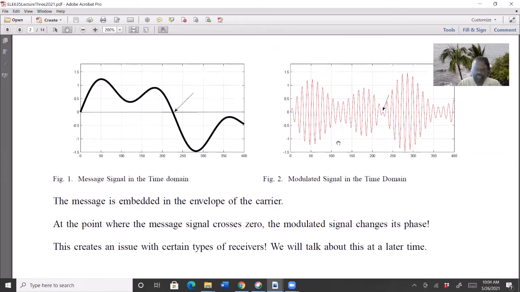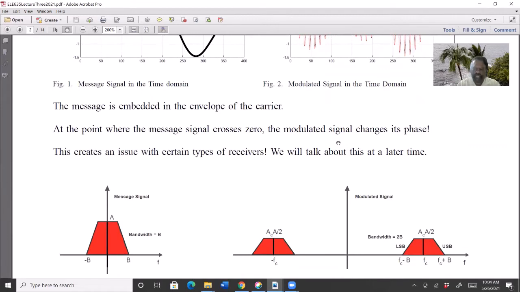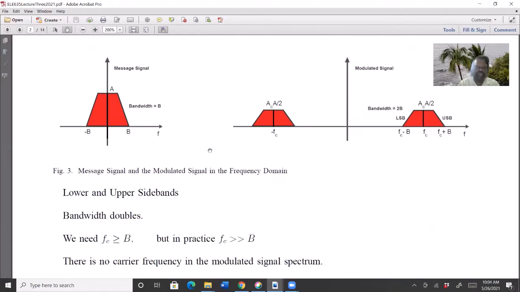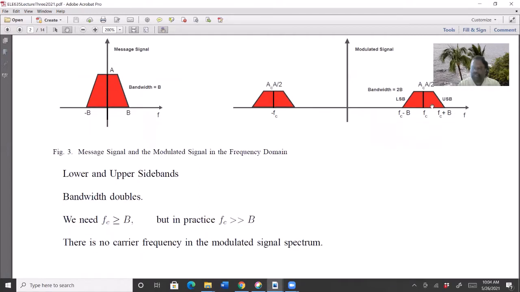Okay, so we went through this last time, so I'm not going to explain too much. Here is a pictorial view. This is very important. If this is the message signal, the spectrum of the DSB signal will be, like I said, basically this spectrum halved and shifted to FC and negative FC, but don't forget to multiply by AC. All right, so there is the lower sideband and the upper sideband, which I explained last time. This is called the upper sideband and the lower sideband.